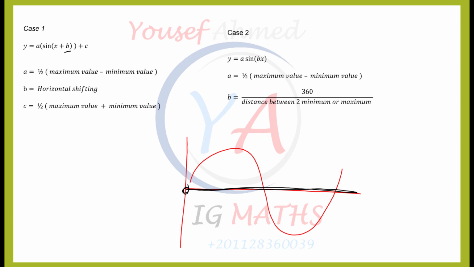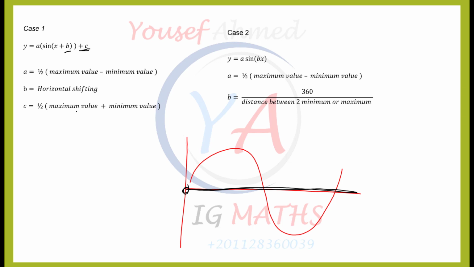For b, as you know, everything that is added or subtracted to the x is a horizontal shift that happens to the function. And for c, everything added or subtracted outside the bracket of the function is a vertical shift. For the vertical shift, we need to know that the curve has been shifted vertically upwards or downwards, and how many steps. And for b, it has been shifted horizontally to the right or to the left. This is for a, b, and c.